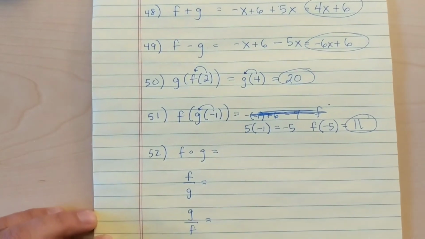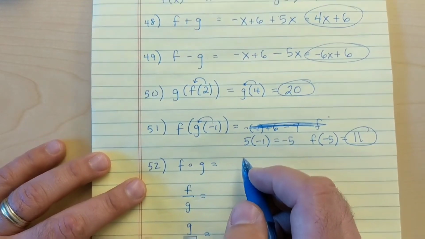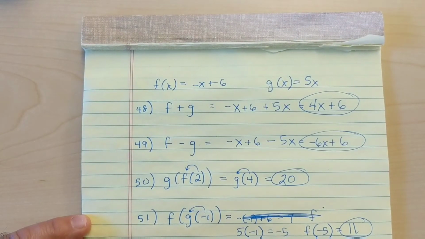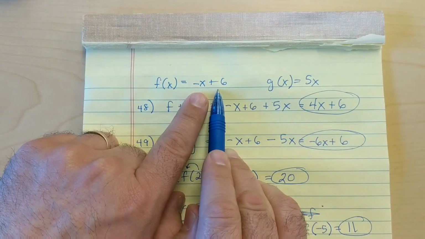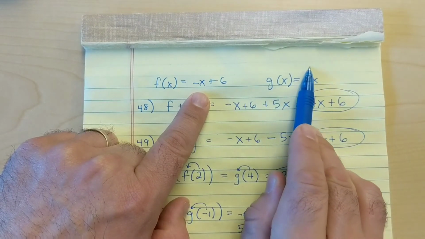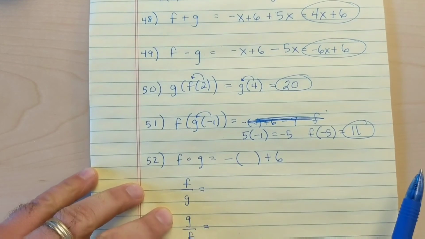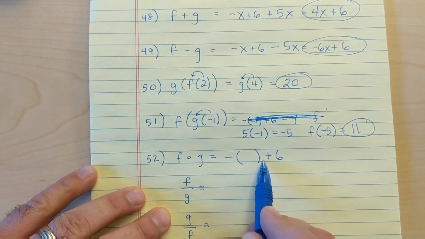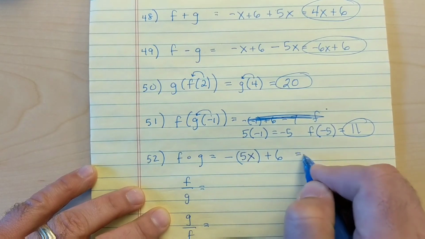Sliding up here for 52, we need to do f of g of x. So negative x plus 6 is going to be our shell, sort of our outer shell function, right? Negative x plus 6 is on the outside. We're going to take 5x and plug it in place of the x. So I put a little spot here for negative x plus 6. I'm going to replace the x with 5x.